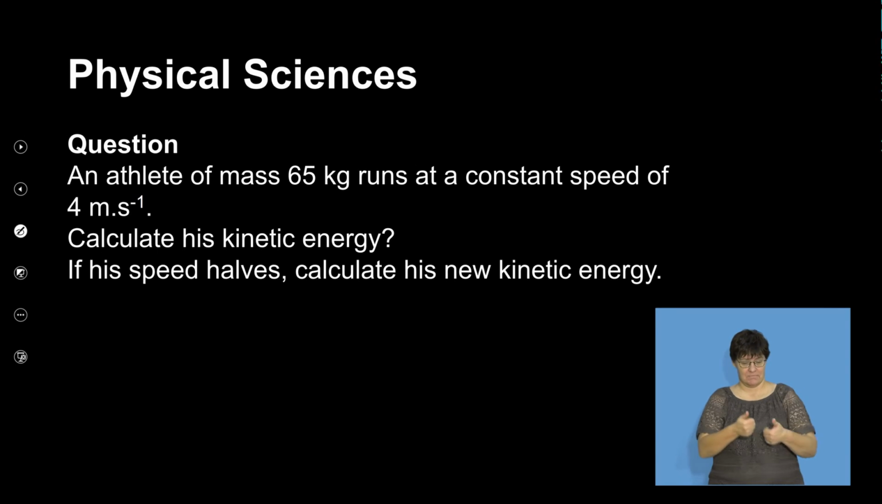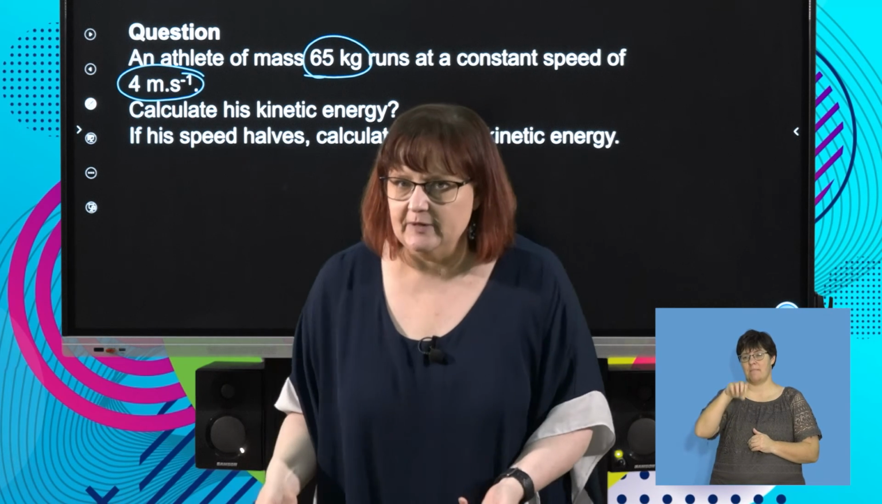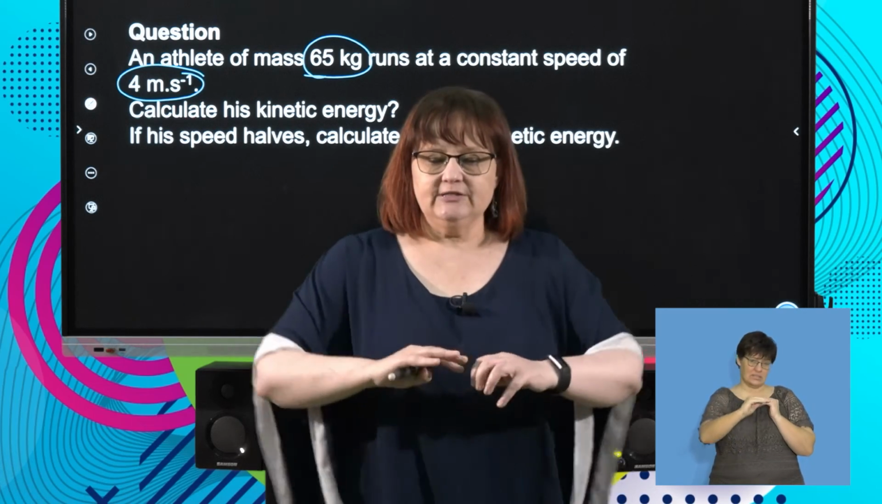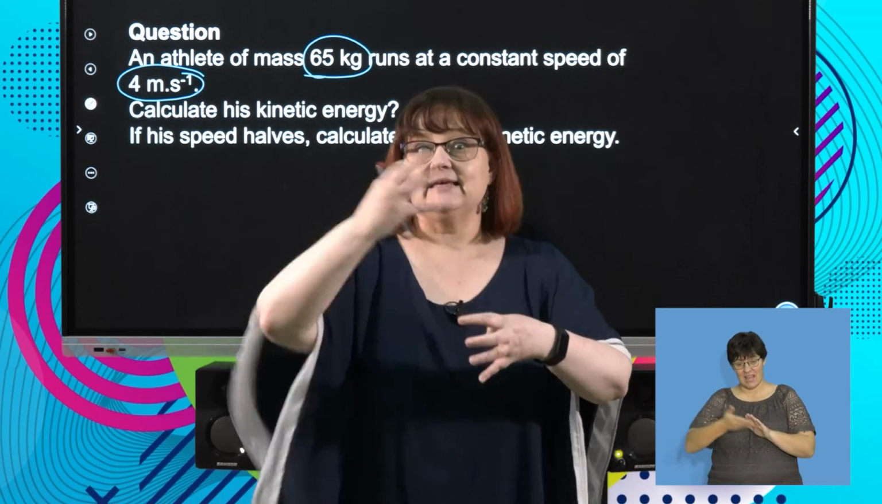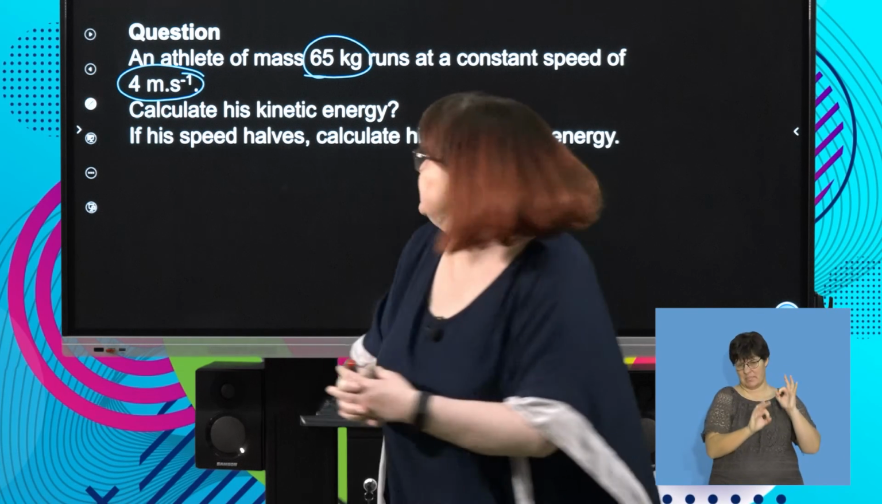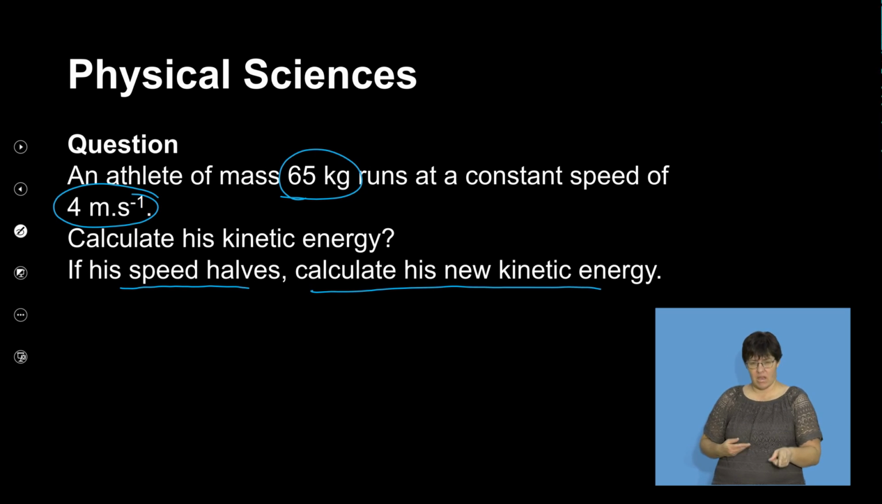Next one. An athlete of mass 65 kilograms runs at a constant speed of 4. On this note, we're only going to be working with constant speeds when it comes to kinetic energy, at this point. Because if the speed's changing, then his kinetic energy is constantly changing. So for now, we're just going to simplify it. They ask for two things. Calculate his kinetic energy originally. Then they say if his speed halves, calculate his new kinetic energy.